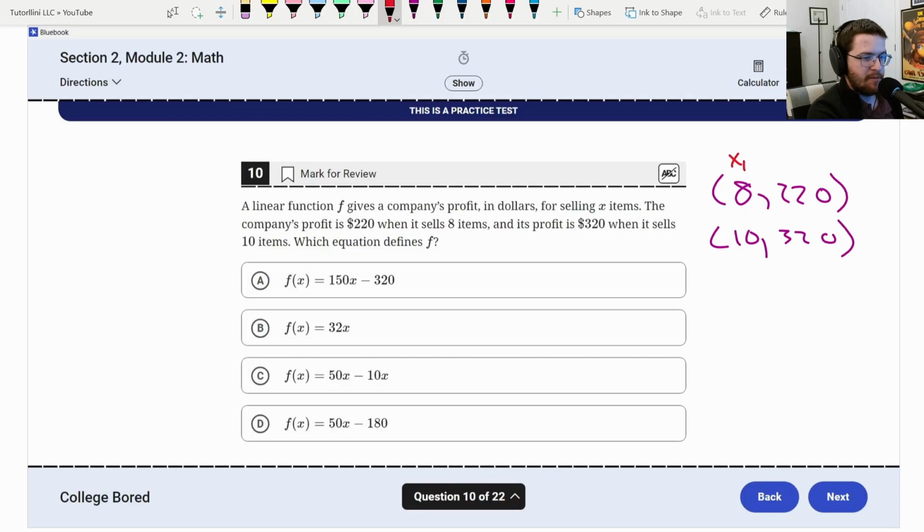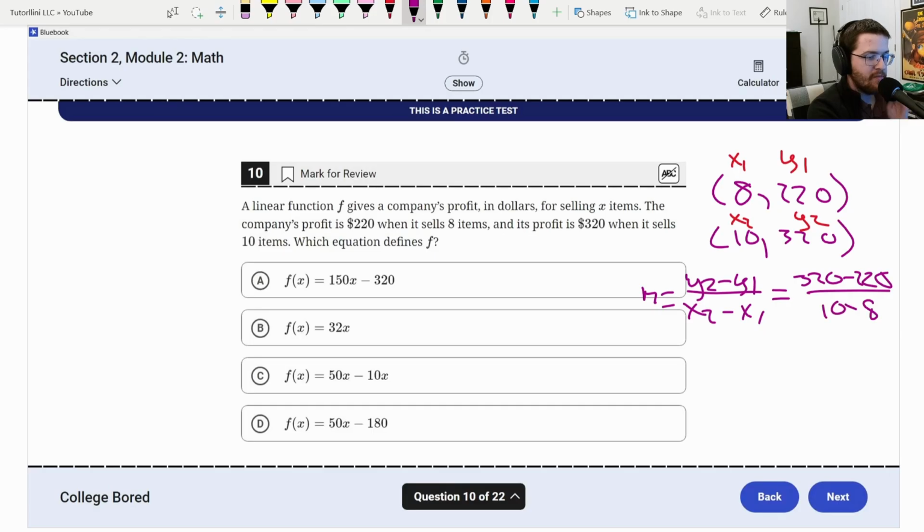First thing we're going to do is find the slope. To do that, I will label the first point x1, y1, and the second point x2, y2. And then I will use the slope formula, y2 minus y1 over x2 minus x1. So that is 320 minus 220 over 10 minus 8. That should give you 100 over 2, which is 50. So the slope is 50.